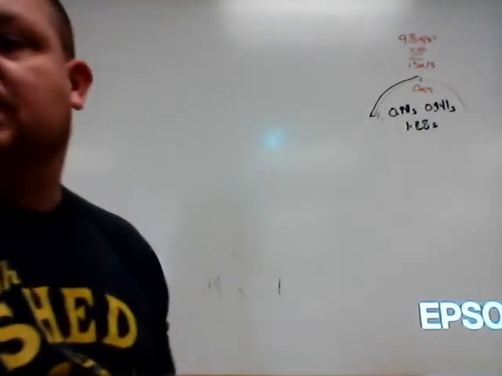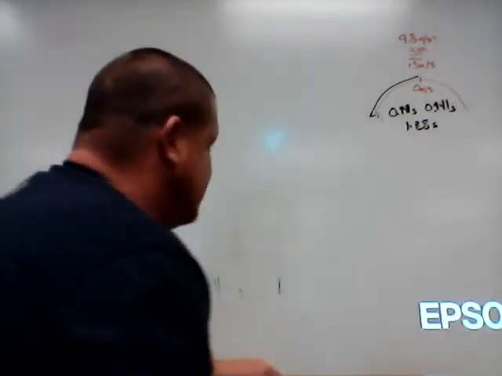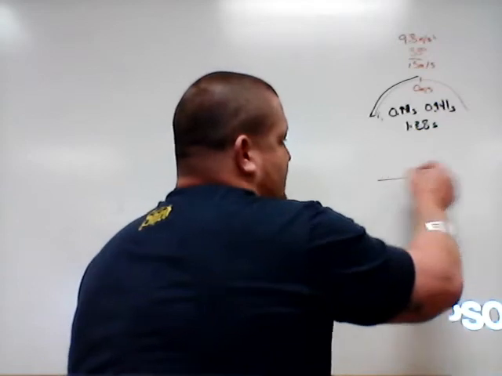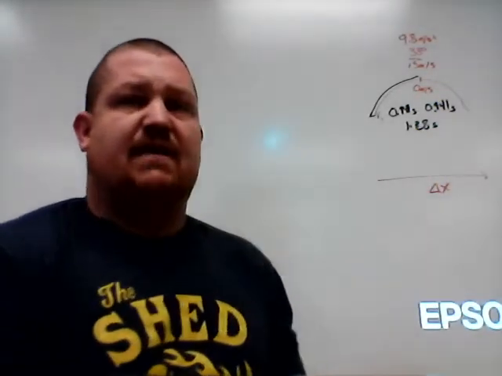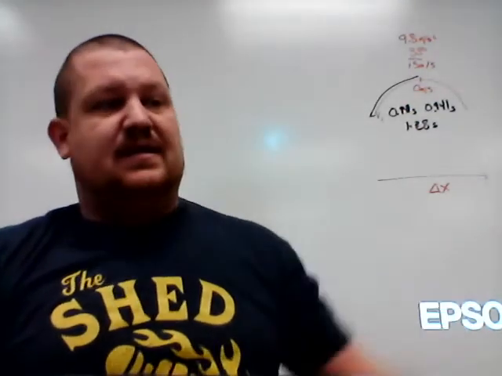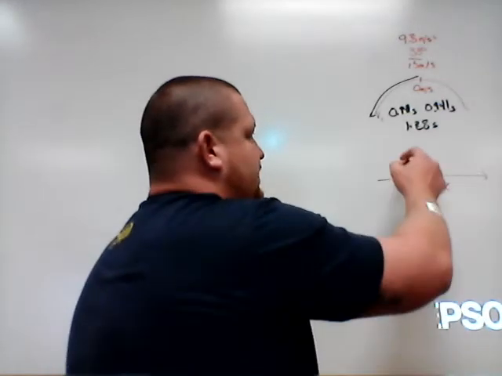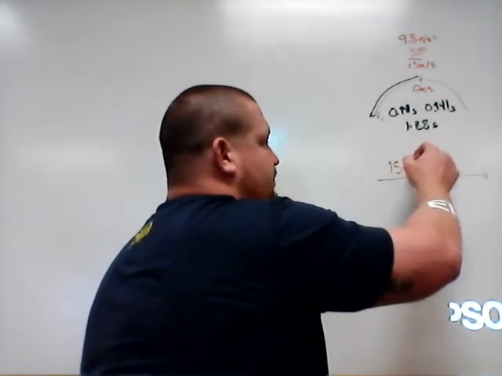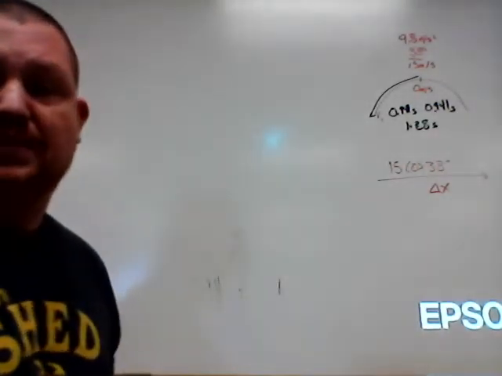Now, moving on to B. B wants to know how far down the field the ball lands. So how far down did it go, right? This is change in X. How far did it change? What is the range? There are a lot of different ways you can ask this. But we're looking at X, so we're thinking about 15 cosine 38, which gives us our horizontal component.